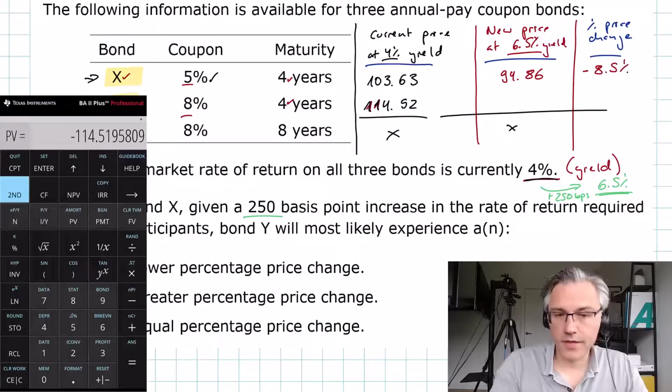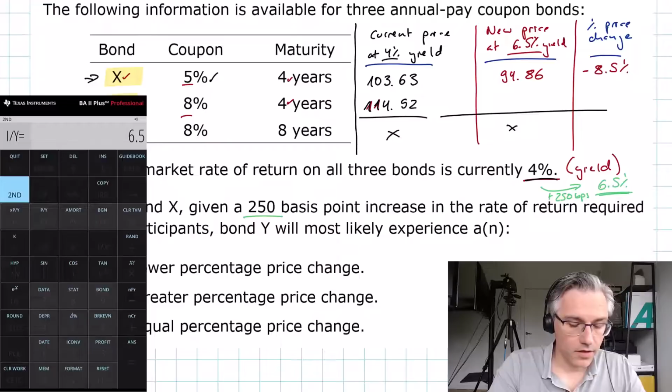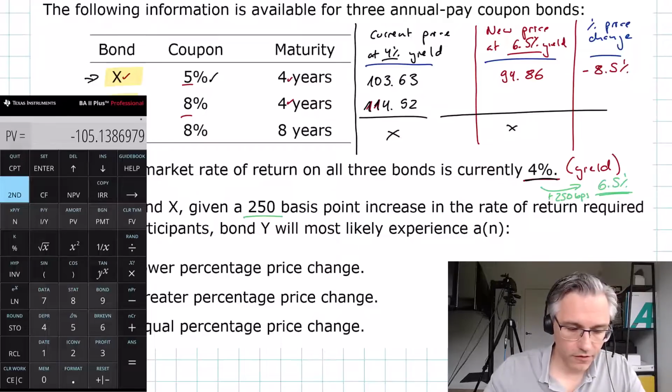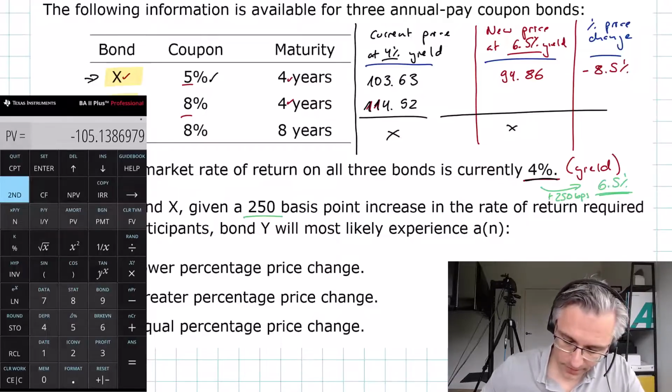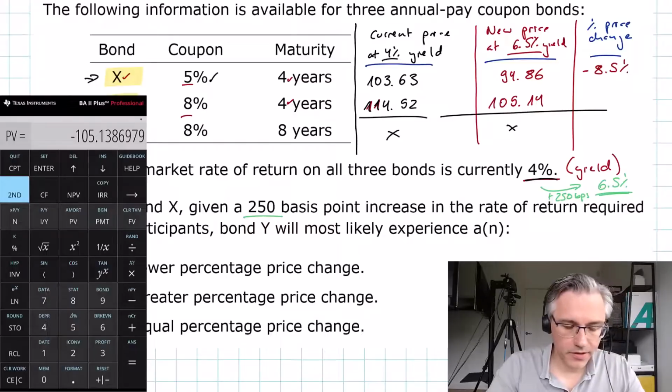The new price, once again, just override the yield, make it 6.5. Compute, oops, sorry, got the wrong one. CPT PV, okay, 105.14. That's going to be the new price. It's once again a drop. Let's see how big this one is.